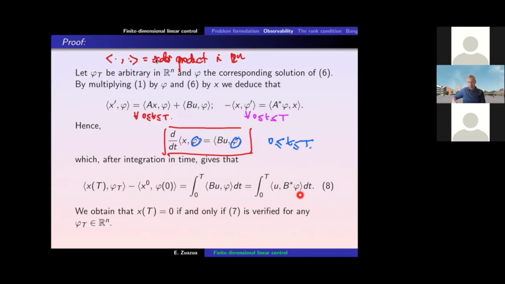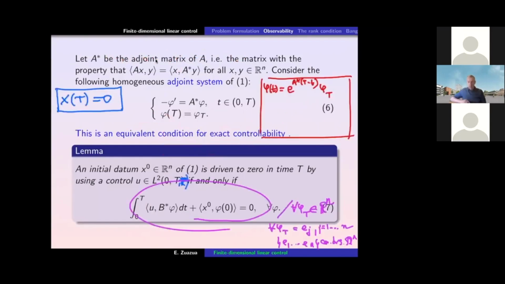But now, the if and only if condition to guarantee that the control u is successful in driving the system to equilibrium, to x(T) equal to 0, is that this is 0 for all phi_T. Therefore everything is condensed into that identity, the identity I wrote. This is a different way of writing it, just putting them together on the same side of the equation. So you see that this is fully equivalent to the controllability property.